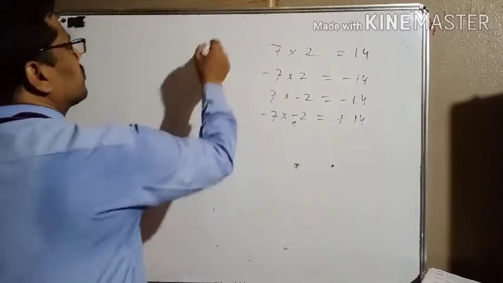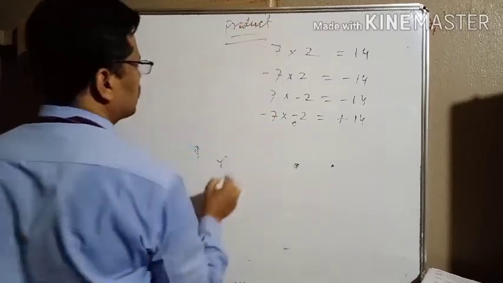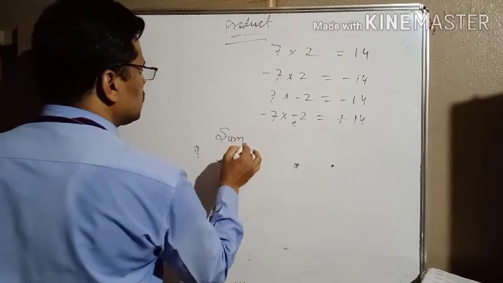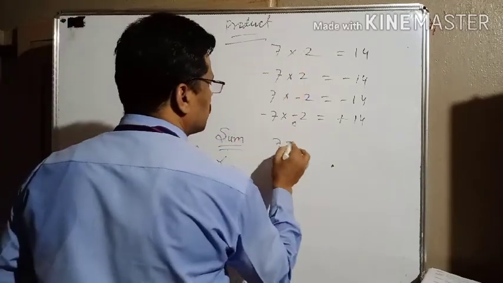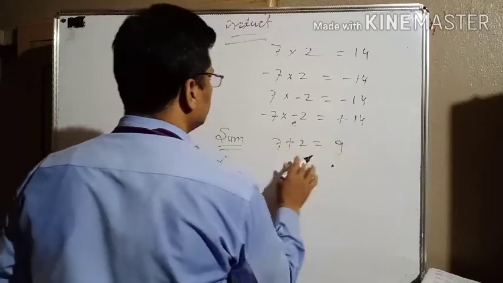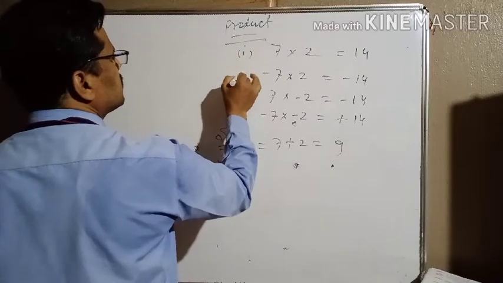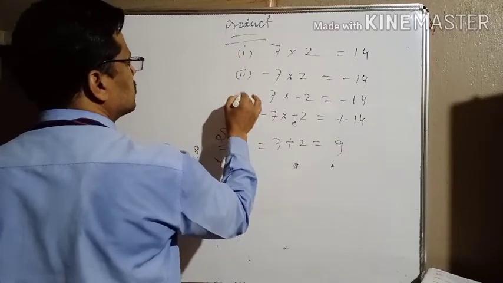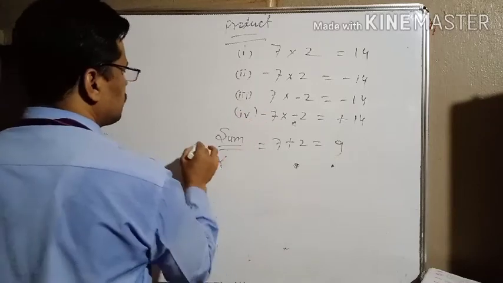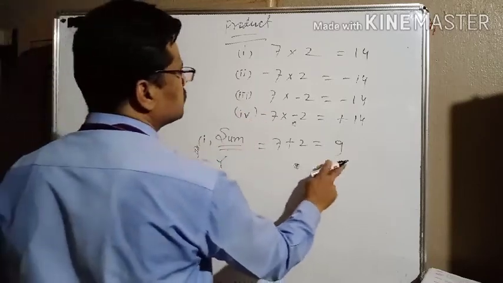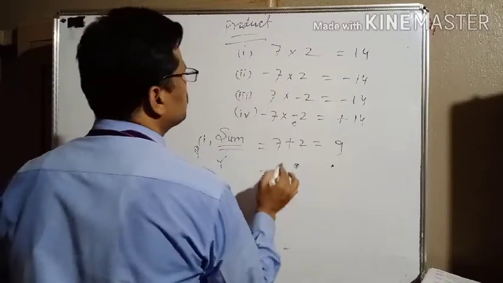Now we are talking about the sum. In the first case, when both are positive, what do you get as the sum? 9. This is the first case, this is the second case, this is the third case, and this is the fourth case. In the first case, the sum is 7 plus 2, which is 9. In the second case, when you are taking -7 and positive 2, what will be the sum?